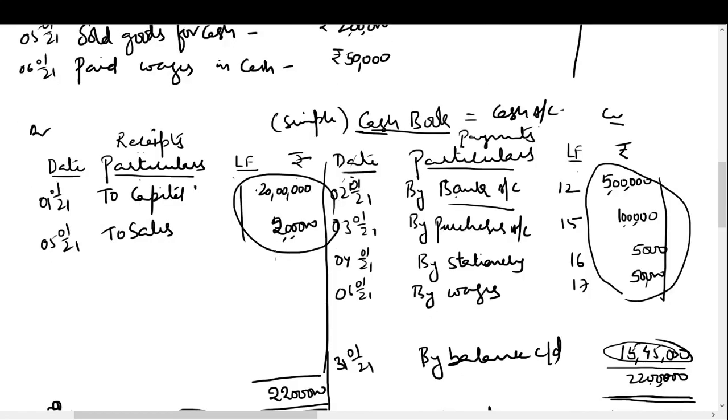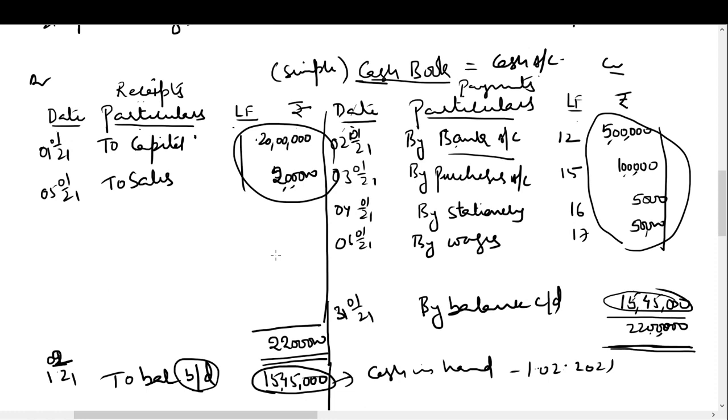So when you prepare a cash book, you don't again pass journal entries relating to cash transactions. In our next videos, we'll learn about a bank book. Okay, thank you.